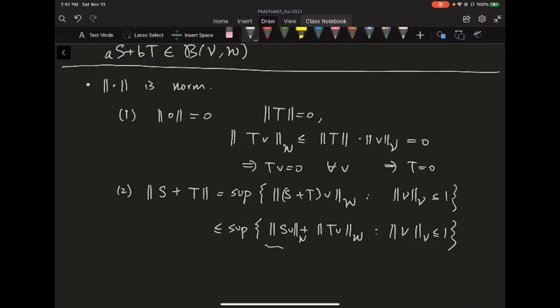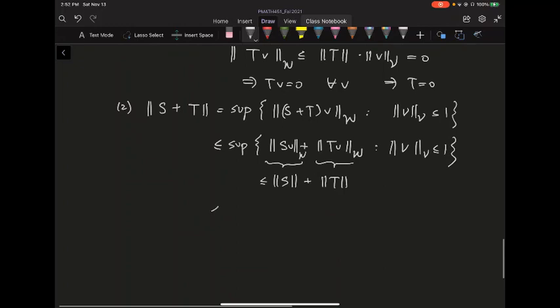And if you think about this, for any V, the norm of S of V is less than or equal to the operator norm of S, and the norm of T of V is less than or equal to the operator norm of T. So you're taking a supremum over a bunch of things, and each of these values is bounded above by this constant. So this whole supremum is also bounded above by the constant, the sum of the operator norms of S and T. So this just shows the triangle inequality.